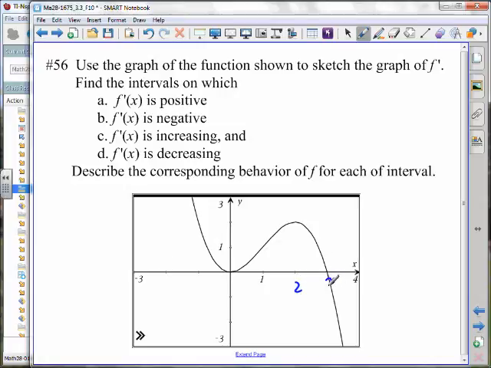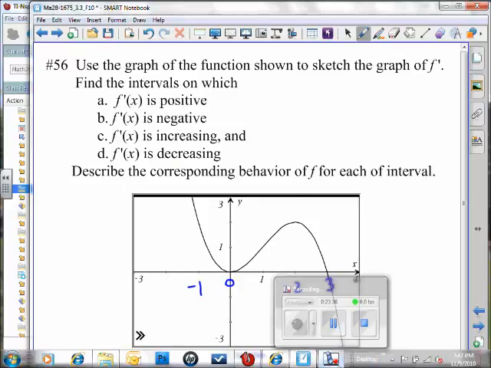That's 2, and that's 3, and that's -1. I'll put that as a 0 even. When you tell me intervals, you're going to tell me intervals of the input variable or the output variable. Okay, so you've got a task. Go ahead and work on it.